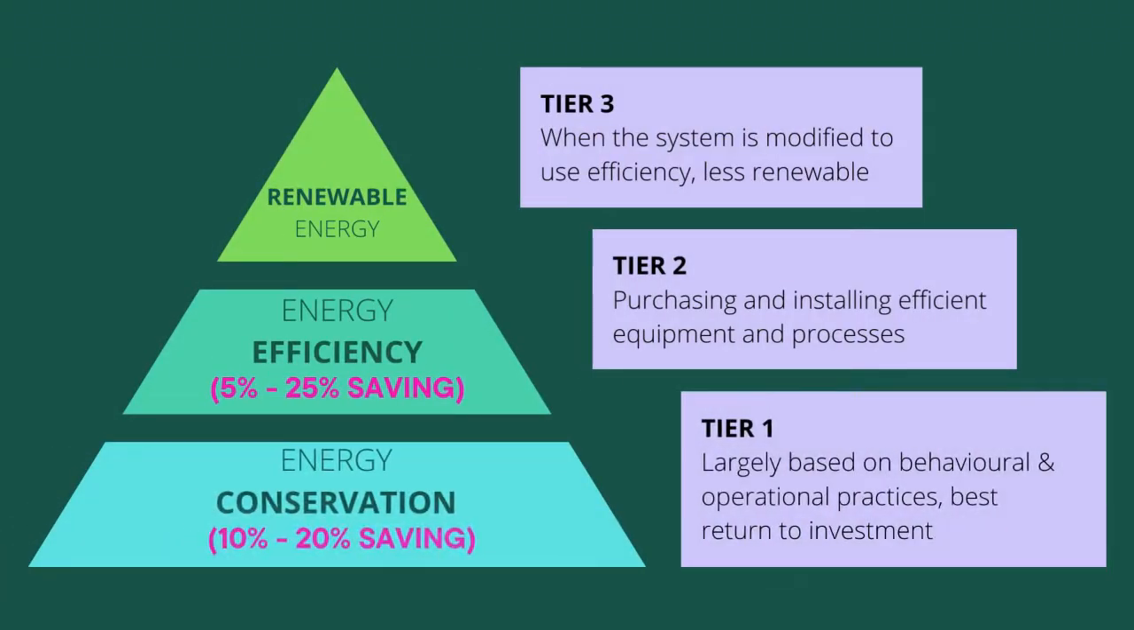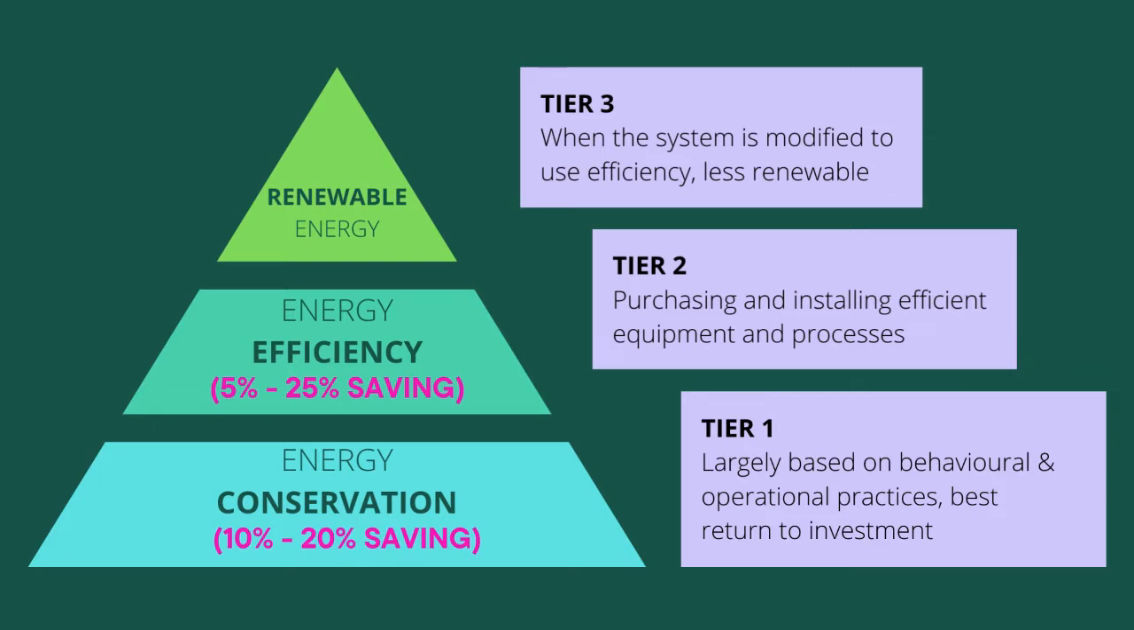Step 7. Setting target and plan. Step 7 is to set goals and plan based on the energy management pyramid. Tier 1 refers to energy consumption, which is largely determined by behavioral and operational practices. The highest return on investment.